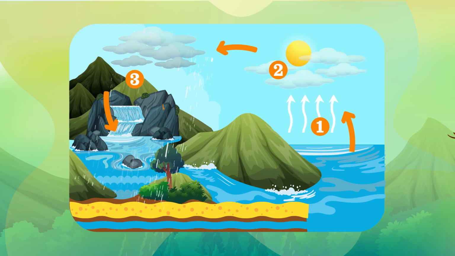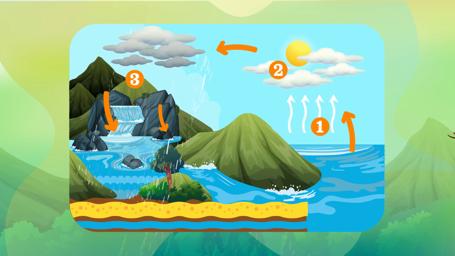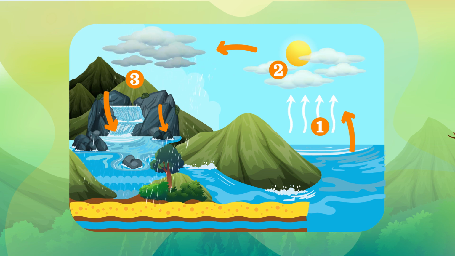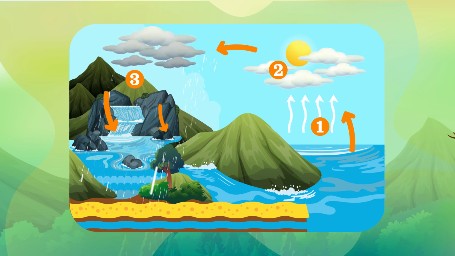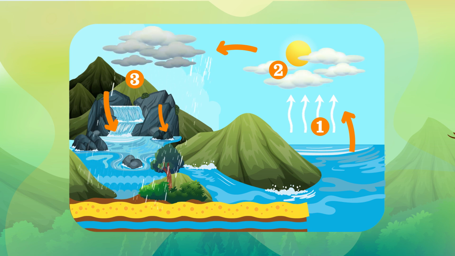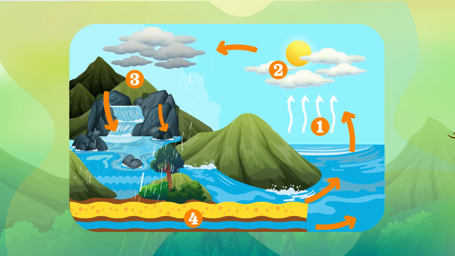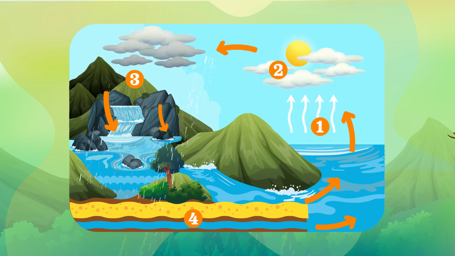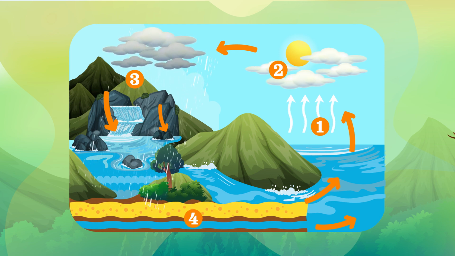The third step is precipitation. When the water droplets in clouds become too heavy, they fall to the ground as precipitation. This can occur in various forms, such as rain, snow, or hail. The fourth step is collection. When the water reaches the ground, it collects into bodies of water, completing the cycle and starting a new one.